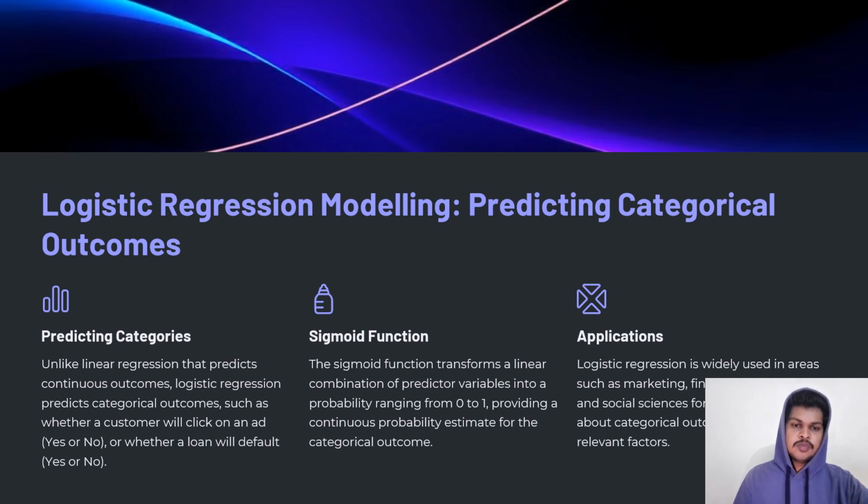Sigmoid function. The sigmoid function transforms a linear combination of predictor variables into a probability ranging from 0 to 1, providing a continuous probability estimate for the categorical outcome. Applications. Logistic regression is widely used in areas such as marketing, finance, healthcare, and social sciences for making predictions about categorical outcomes based on relevant factors.